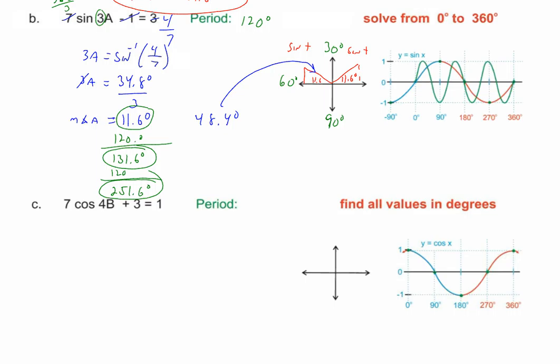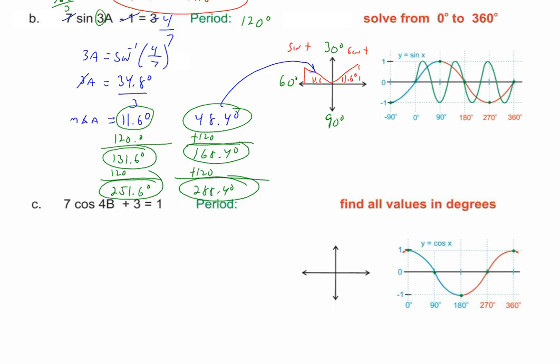And again, you got to do the 120 thing. So that's our first value that way. Plus 120 gives you 168.4. That's our second value that way. Plus 120 gives you 288.4, and that's our third. And again, you can play around with the linear view. You'll see that they pop up that many times.